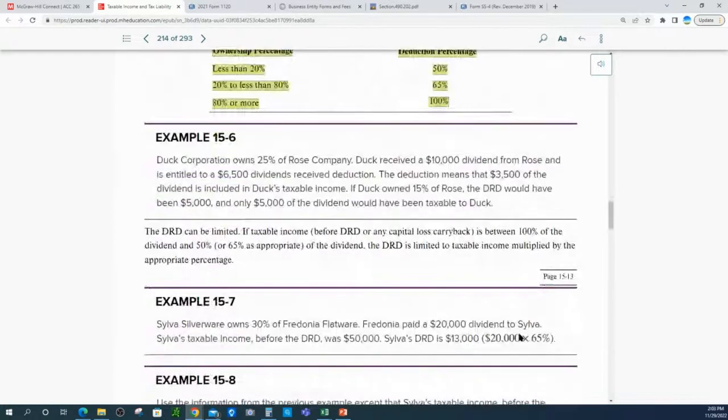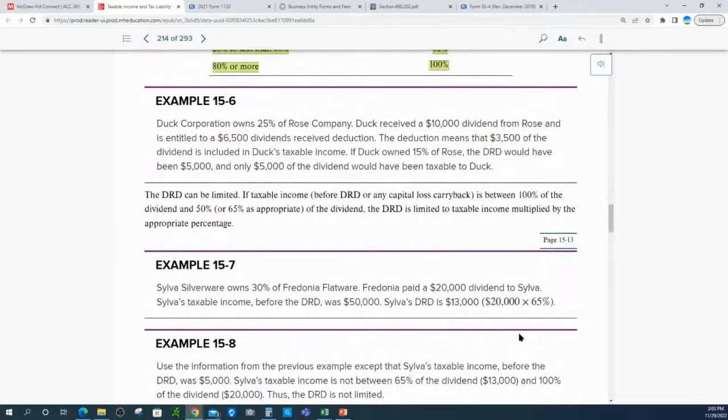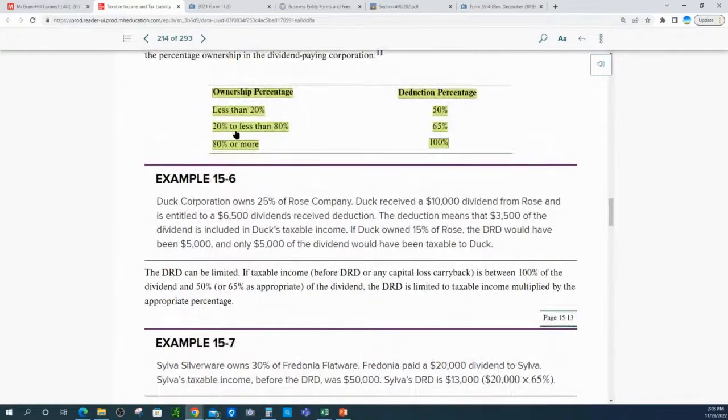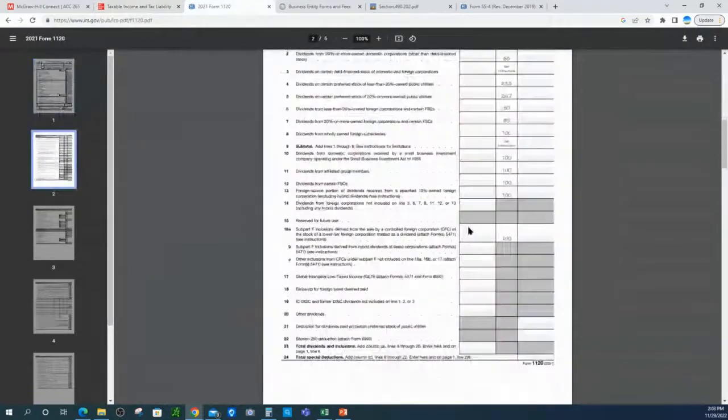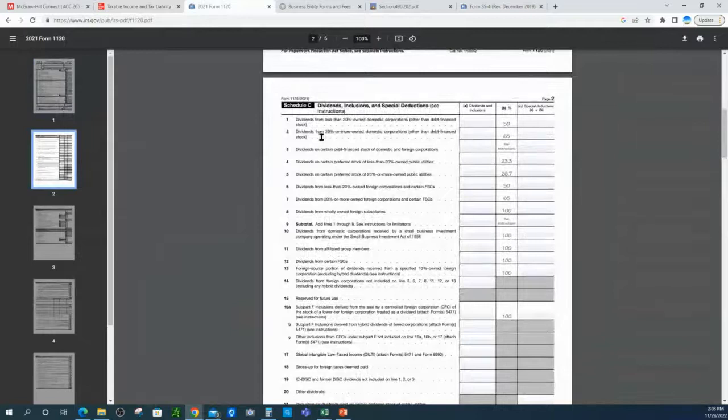Okay, so here we've got Duck Corporation. They own 25% of Rose Company. That's between 20 and 80%. They received a $10,000 dividend from Rose. They're entitled to a $6,500 dividends received deduction. That dividends received deduction is what goes here. And you can see dividends from a less than 20% owned domestic corporation here, 20% or more here, and the 100% isn't.